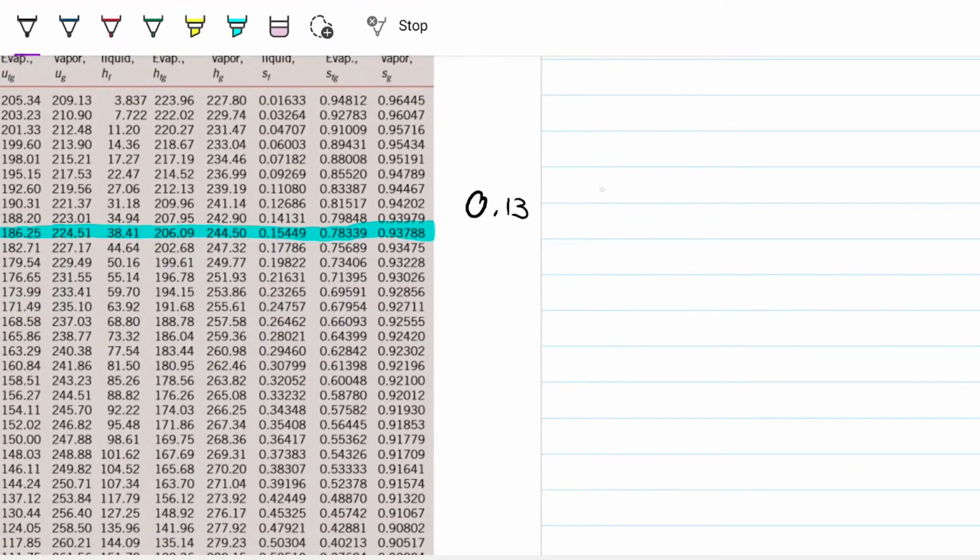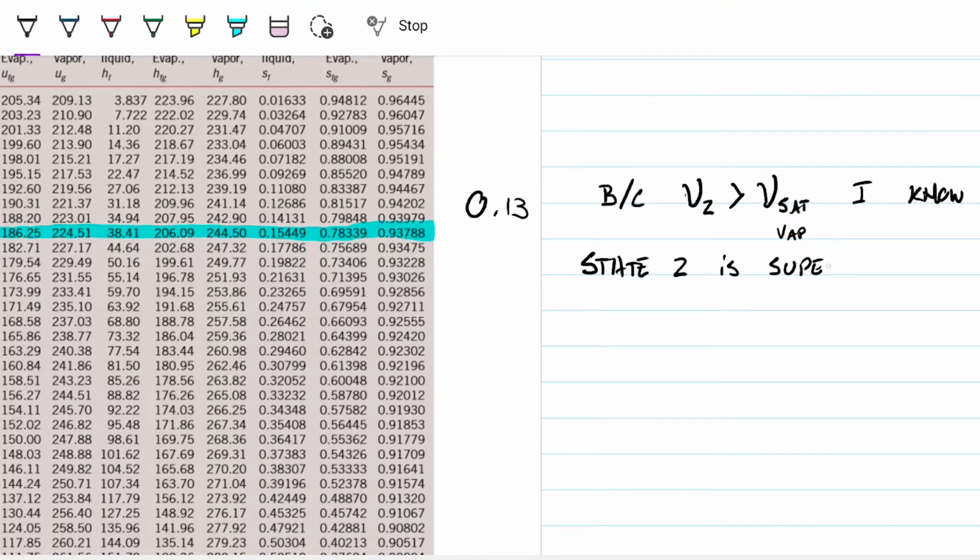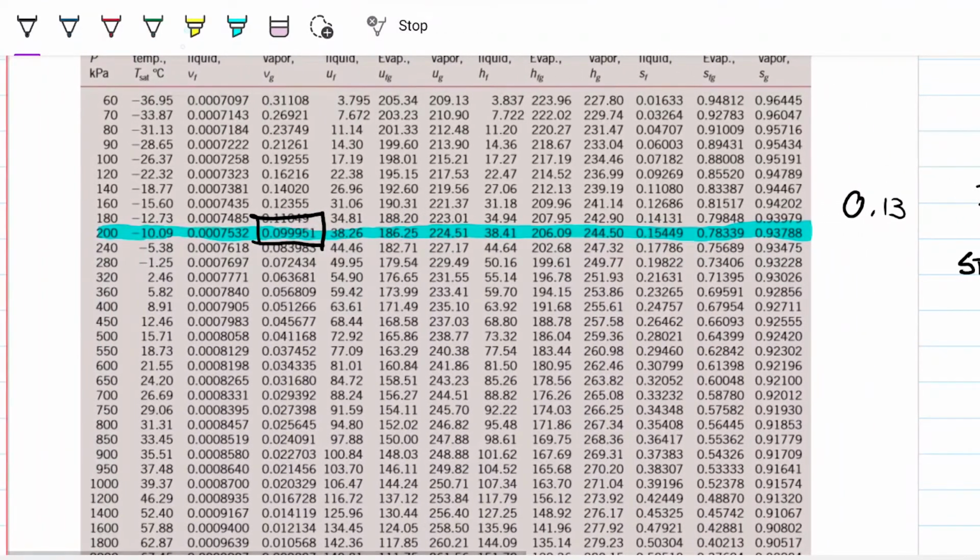So as I'm giving heat, so let's put it like this, because the specific volume of state 2 is greater than the specific volume of the saturated vapor, because it's greater, I know state 2 is superheated. Okay, so if I know that, then I know that the temperature is not minus 10.09, and to be able to find the temperature, what I need to do is go to the superheated table.